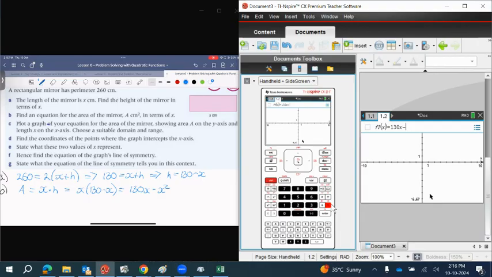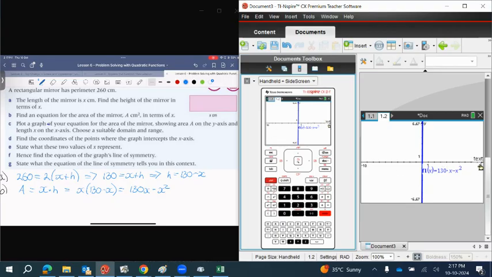No, it's going to be an expression because it's going to vary according to how long X is. The only thing that's static in this one is the perimeter. So if we graph this, it's going to look like this, and it's going to be really hard to see what the values are.